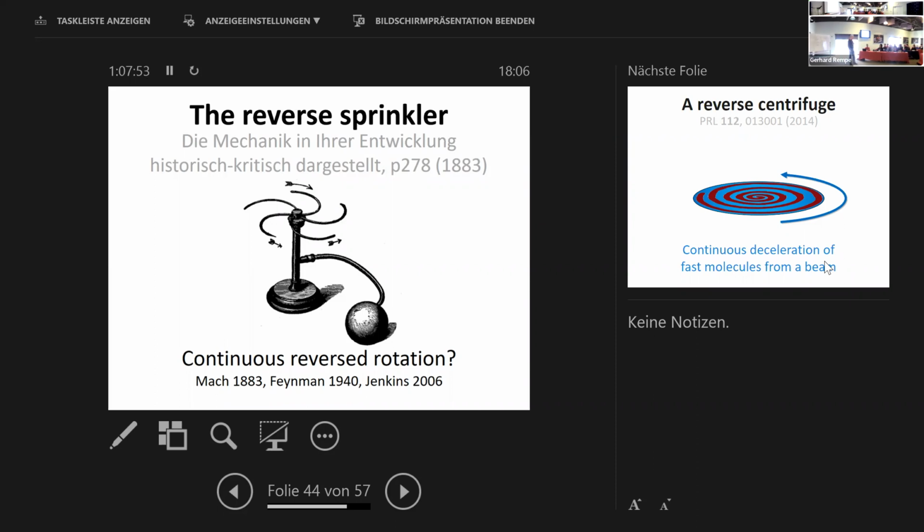It's in a completely different context, but somehow it triggers. So to say, my thinking, the way in which I will outline my next slide, and then I will stop. What is the reverse sprinkler? It's a famous example from 1883, Ernst Mach. He wrote a book on mechanics, the development of mechanics in a historical, critical description and so on.